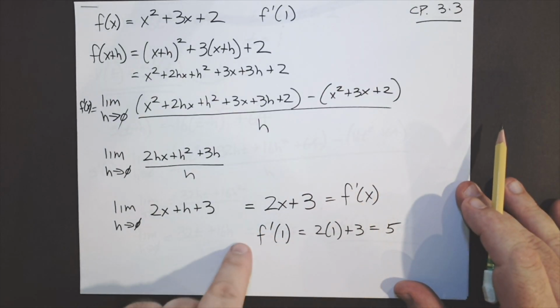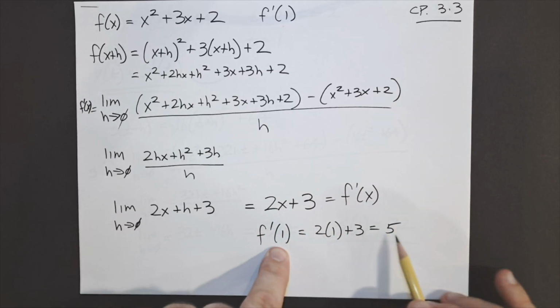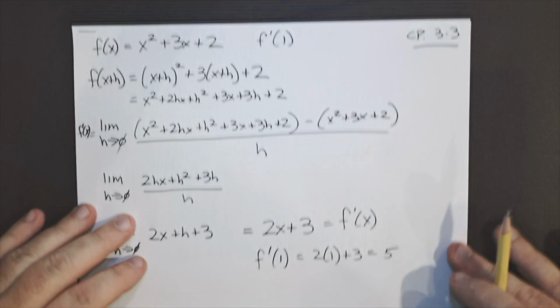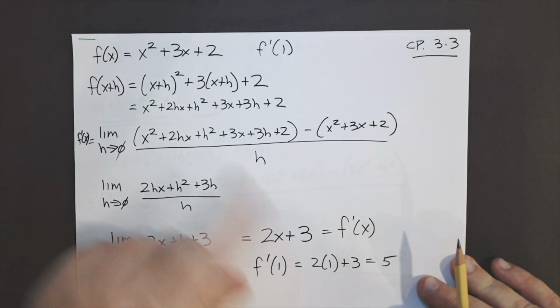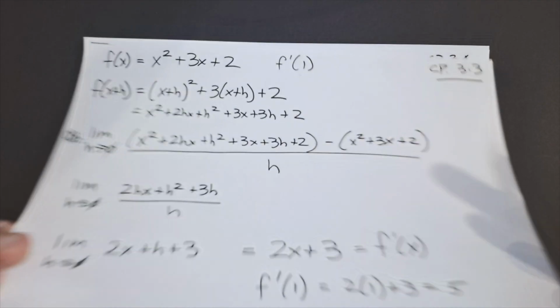And then we want to say, well, what's f prime at 1? I'm just going to plug 1 into here. 2 times 1 plus 3, and the answer is 5. That's the slope of this curve at x equals 1, is what that means.